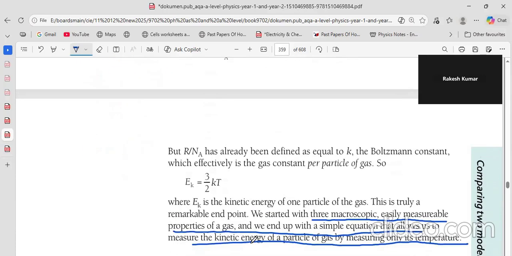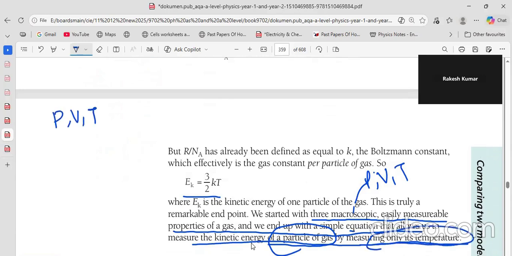And that is this. So using the easily measurable pressure, volume and temperature, we end up with the kinetic energy of a particle by measuring only its temperature. So from PVT, the macroscopic, we can find the kinetic energy of a particle, and we find it is only dependent on T, nothing to do with P and V.